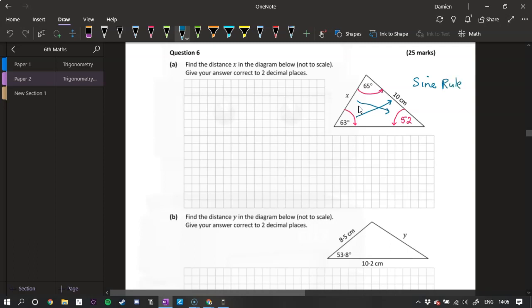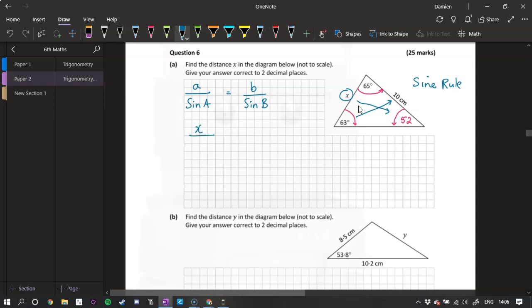So writing out your sine rule, what are you looking for? We're looking for this x, this value x, so that goes on top. So it's x over the sine of a equals b over the sine of b. I suppose if you wanted to write it properly, this would be a over sine of a, and then you go fill in the letters.